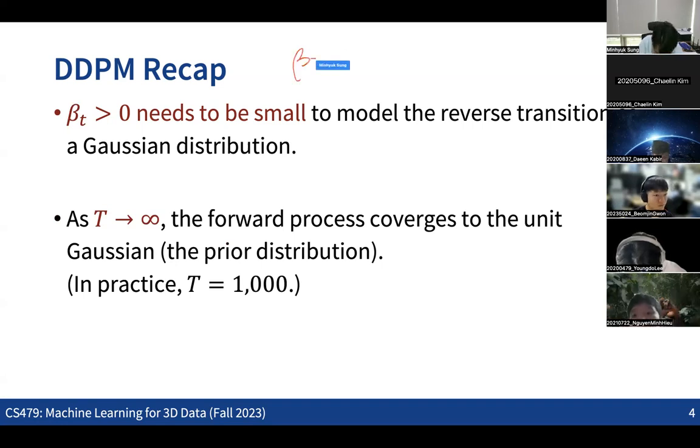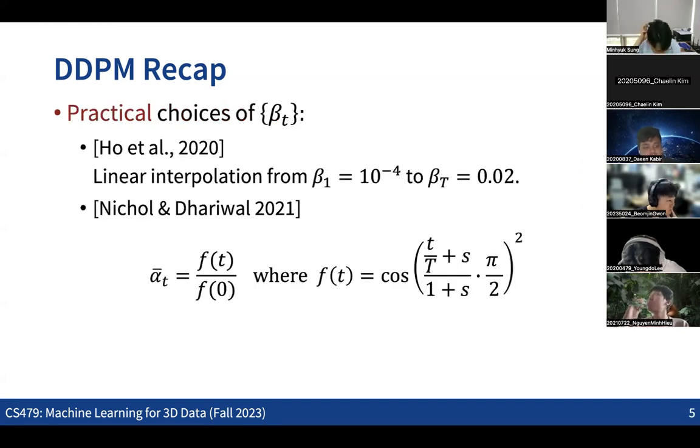So all the beta t should be small, while the t should be big enough so that the forward process can converge to the unit Gaussian. Typically we use 1000 as the parameter for t, but you can control the number of steps in your own implementation. There are also lots of practical choices for the beta. You can play with the beta to see what are the best parameters in terms of getting good quality outputs. There are multiple options.